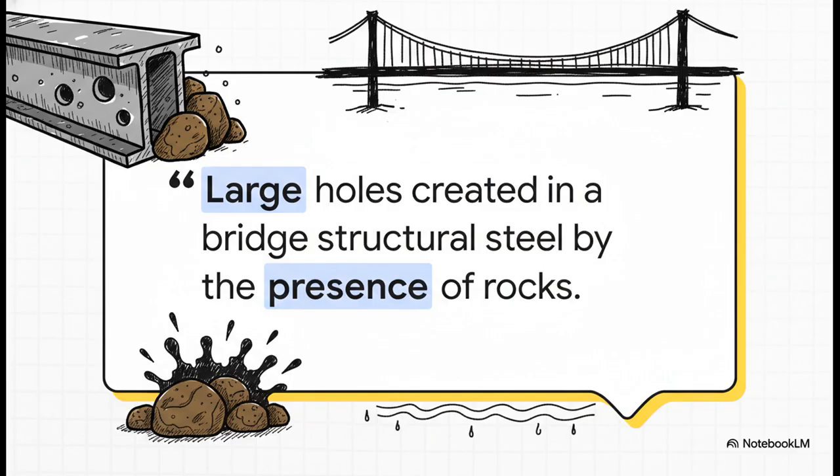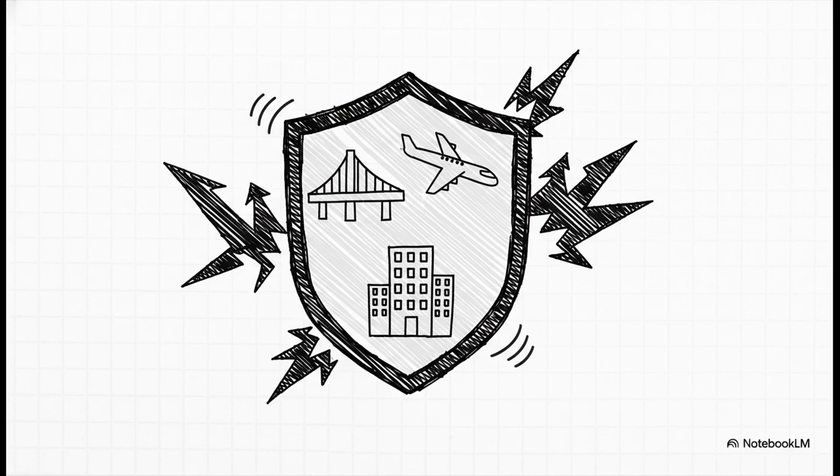We're not just talking about something looking rusty. We're talking about structural failure. We're talking about safety. At the end of the day, knowing your enemy is everything. This kind of specialized knowledge is what keeps our bridges standing, our planes flying, and our buildings safe. Every time an engineer makes a smart choice based on these principles, they're protecting all of us.